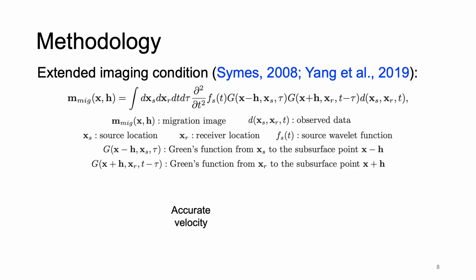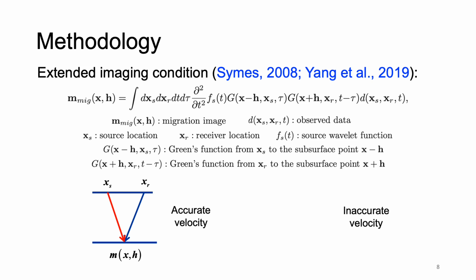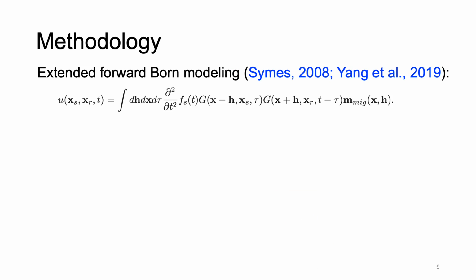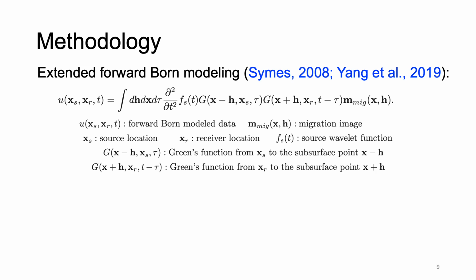When the migration velocity is accurate, the source side wave field and the receiver side wave field will meet at the same location at the same time. When the migration velocity is inaccurate, there will be a distance between the sunken source and the sunken receiver. The extended forward Born modeling is the adjoint of the extended imaging condition, where the data and the migration image are interchanged. Here U is the forward Born modeled data. The rest of the symbols are the same as in the previous slides.